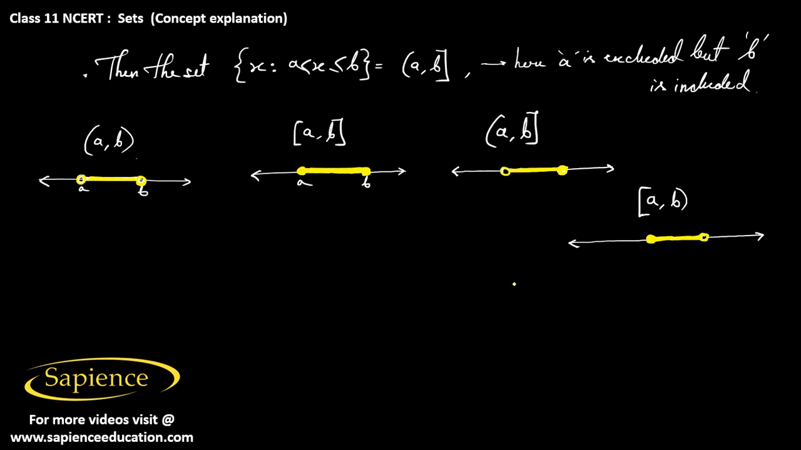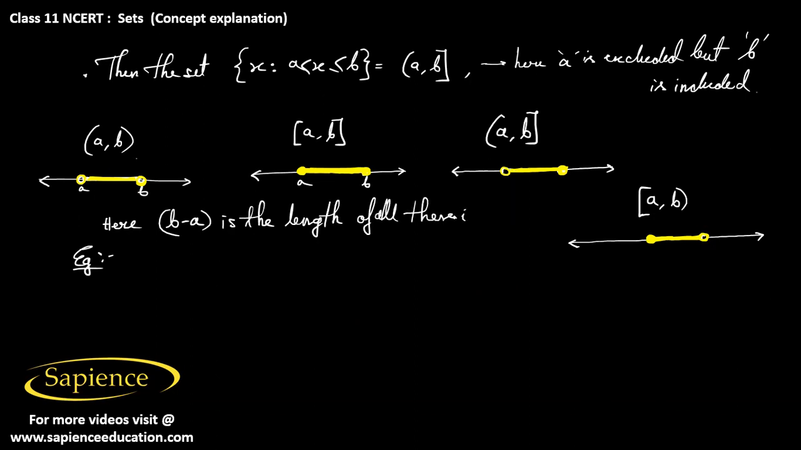Okay. So here B minus A is the length of all these intervals, whether open interval A to B, closed interval A to B, or the half-open intervals.